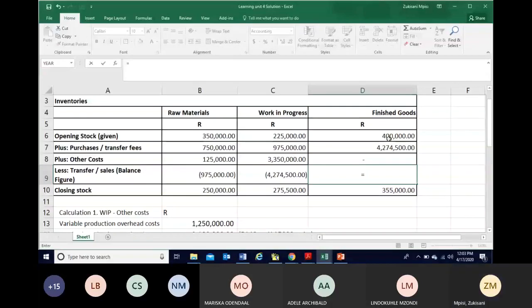400,000 plus your transfers that come from work in progress.